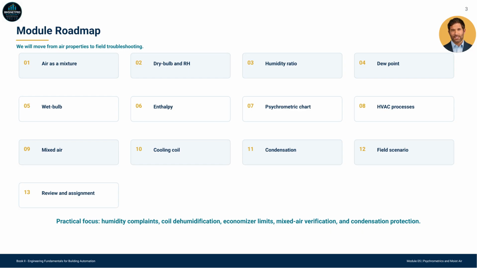Then we will apply the ideas to real BAS work: mixed air verification, cooling coil dehumidification, condensation protection, and a high humidity VAV scenario. The goal is practical. When a building feels humid, when a cold pipe sweats, or when an economizer brings in outdoor air that looks good by temperature but bad by moisture, you should know what to check next.